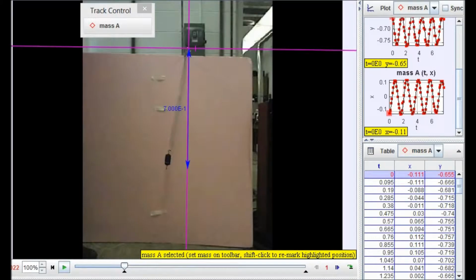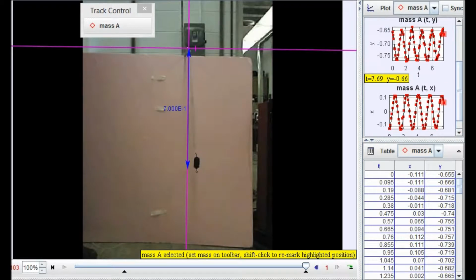This is the video I analyzed using Tracker. I was able to calculate the location of the block of mass through each frame. Using these points, these graphs were calculated.